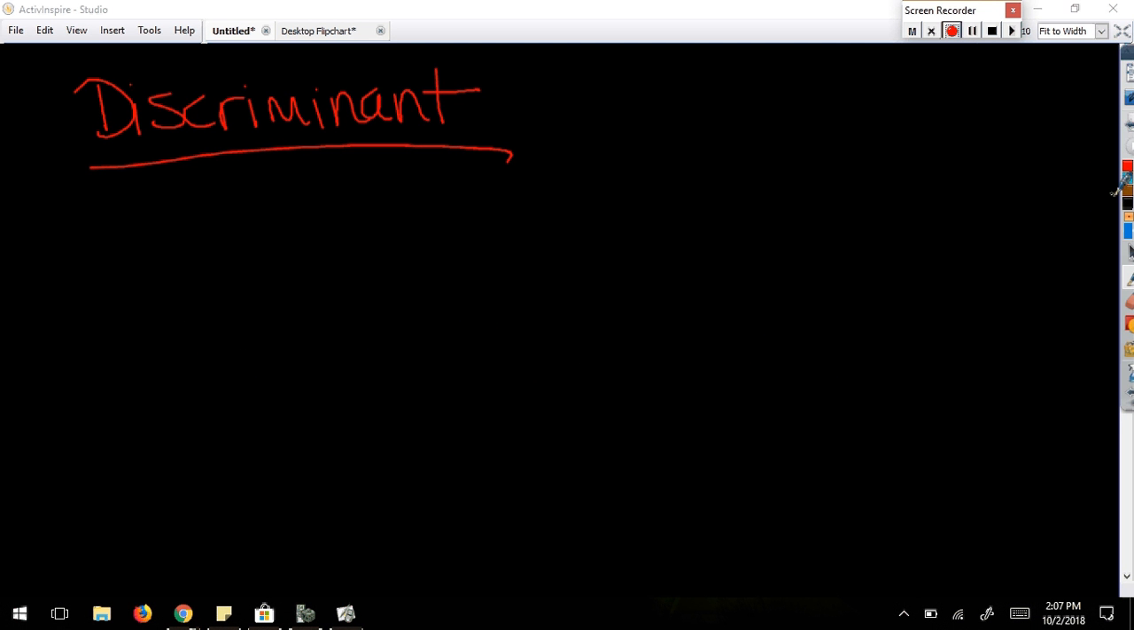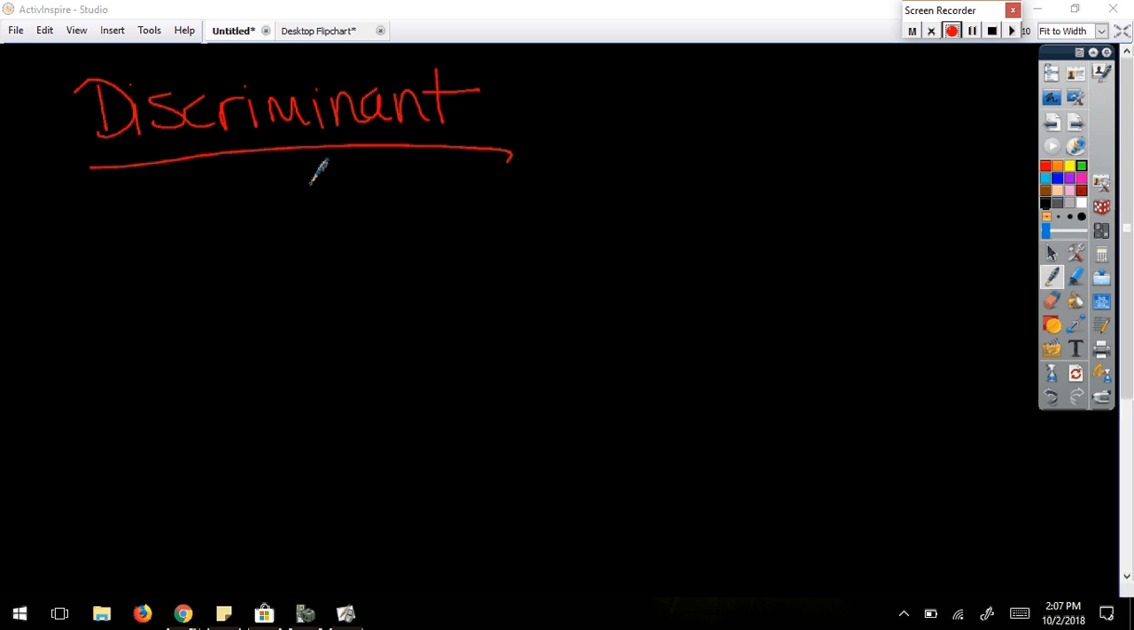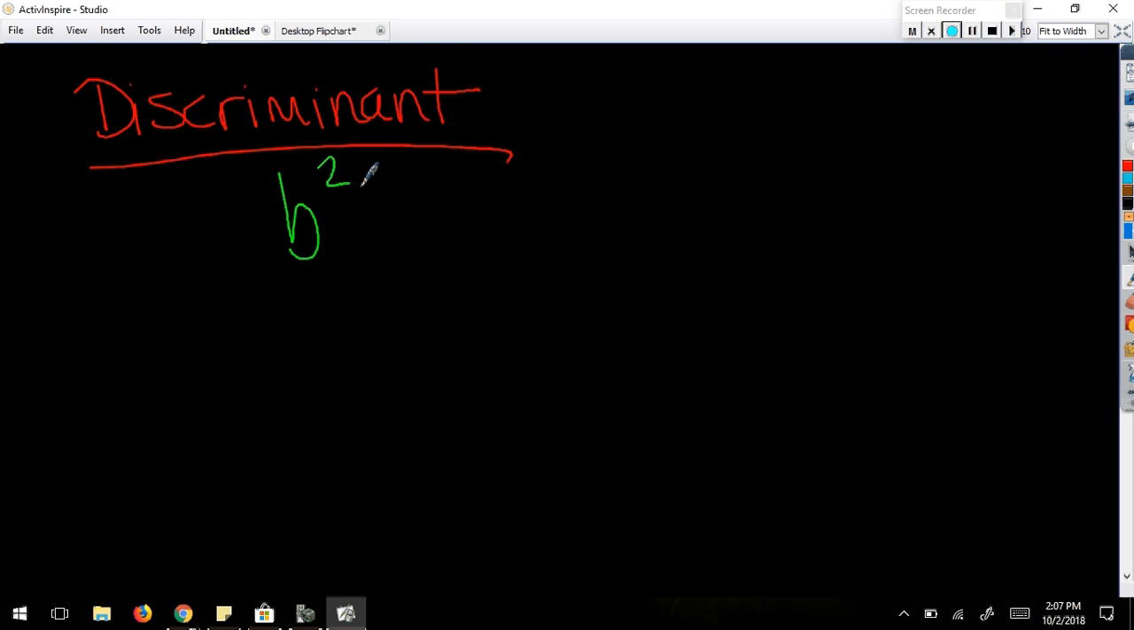Guys, the discriminant is a portion of the quadratic formula. Where is that in the quadratic formula? Under the radical, okay? So what this does, this tells us something special without actually finding the solutions.